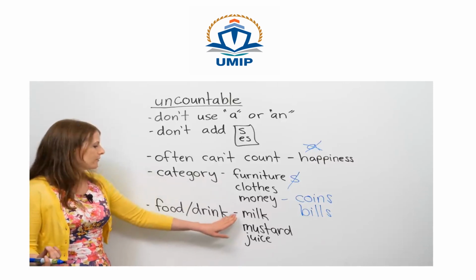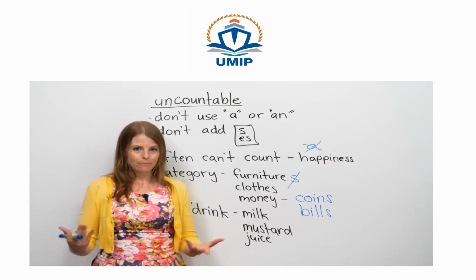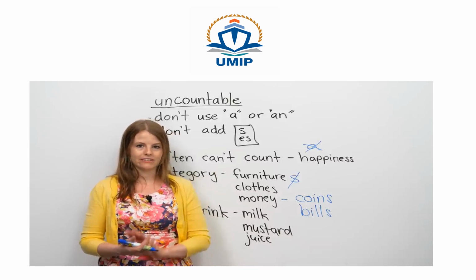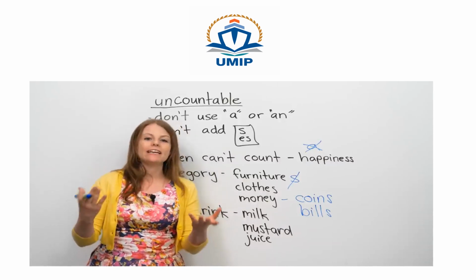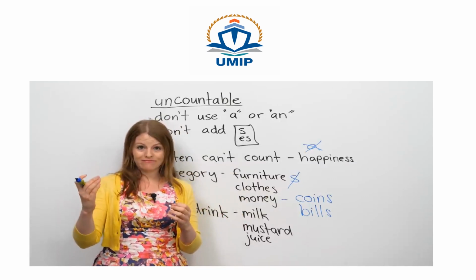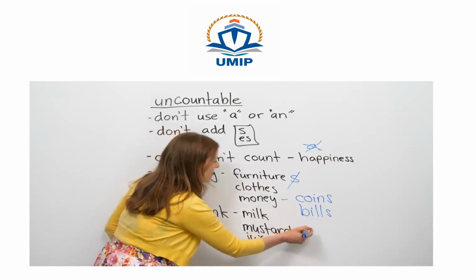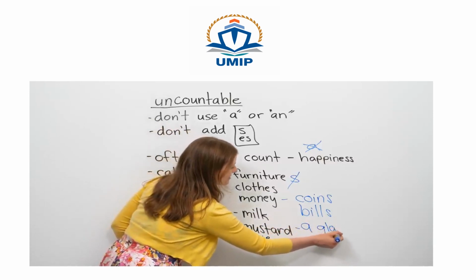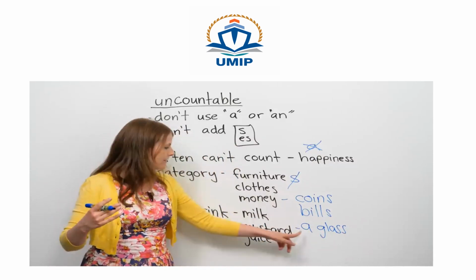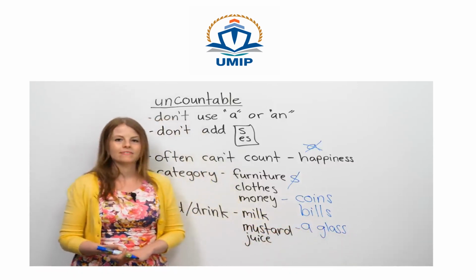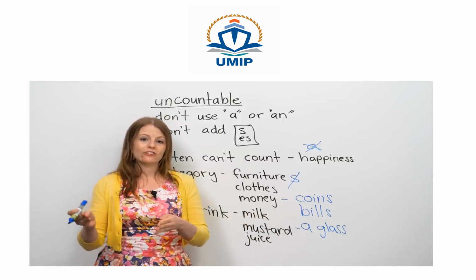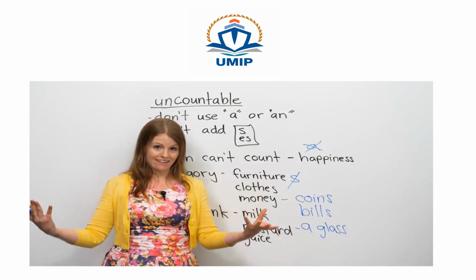A lot of the time, different types of food and different types of drinks are also uncountable. So for example, milk. We do not count milk. In English, we can't say, I have 1 milk. I have 6 milk. What we can do is we can add a container to this word, or we can add an amount. So what we can say is, I have a glass of milk, or I have 5 glasses of milk. I have 2 cups of milk. So milk itself never changes, but the quantity or the amount can.